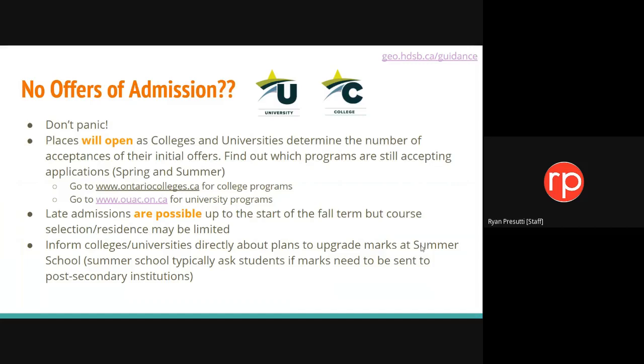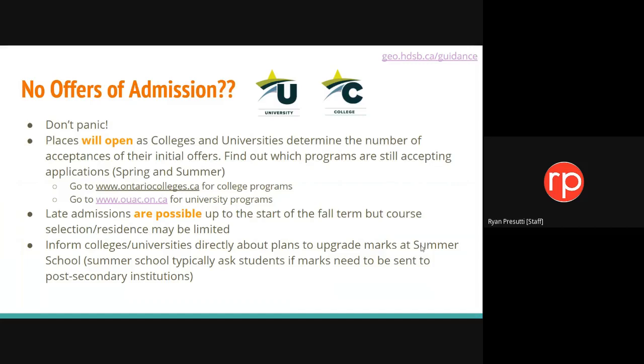And even if the end of the season comes along and you don't have an offer of admission, that's okay, because there are a number of college and university programs that still will need enrollment and will need students in them for a September start. So OntarioColleges.ca and the OUAC website will post throughout July and August programs that still are accepting applicants, and you could also apply to those programs if you want.